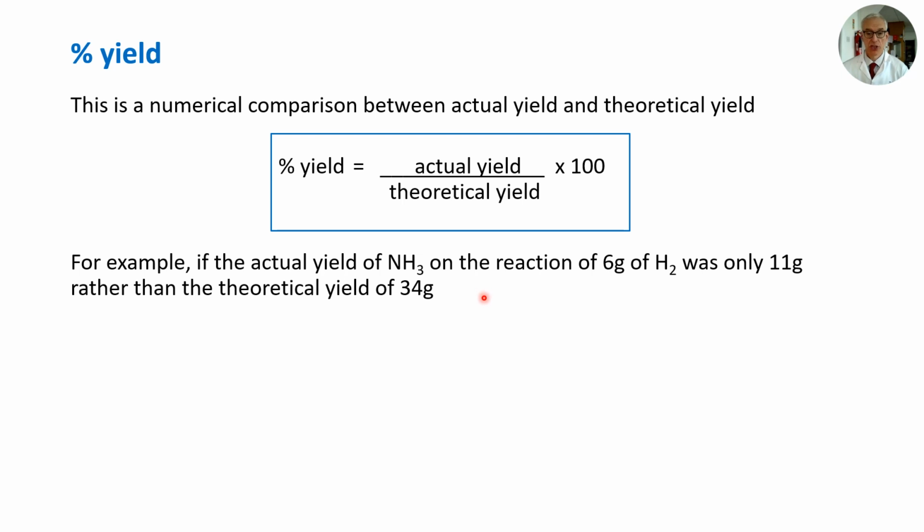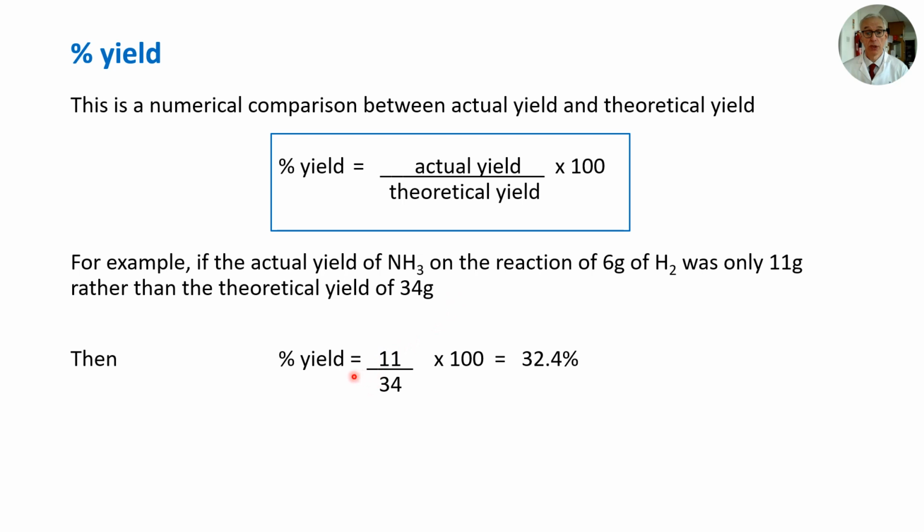So here's an example. Based on the previous slide, if the actual yield of ammonia on the reaction of 6 grams of hydrogen was only 11 grams, rather than the theoretical yield of 34 grams, can you pause and calculate the percentage yield? I'm about to reveal, so make sure you've done the calculation.